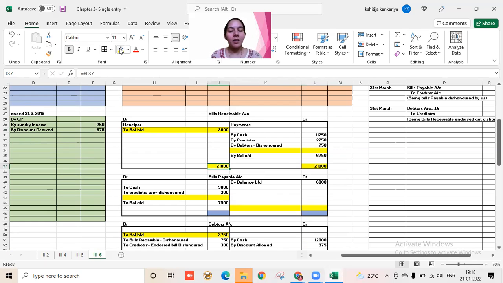Okay? Now what? What is the balancing figure on the debit side? 21,000 minus 3,000. But what does this indicate? When is the bills receivable account debited? We can also pass the journal entry for this. So wait, hold on. We'll pass the journal entry for this. When to debit the bills receivable account?